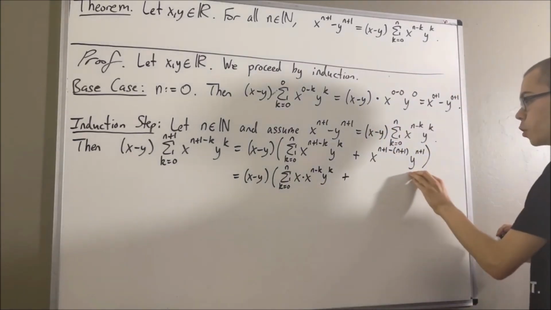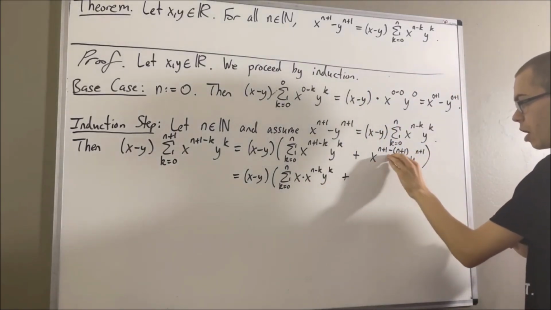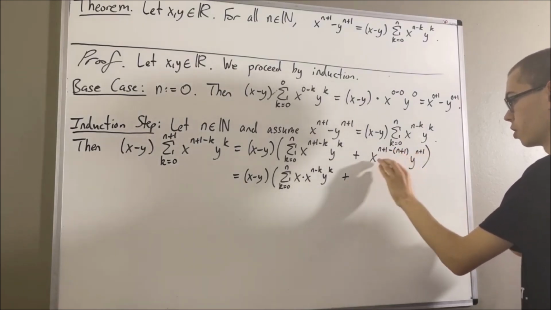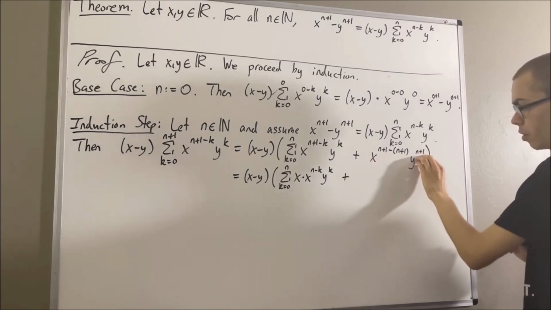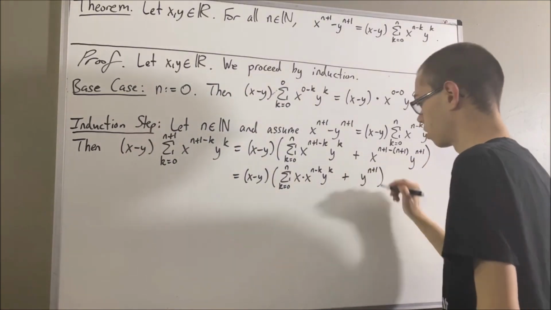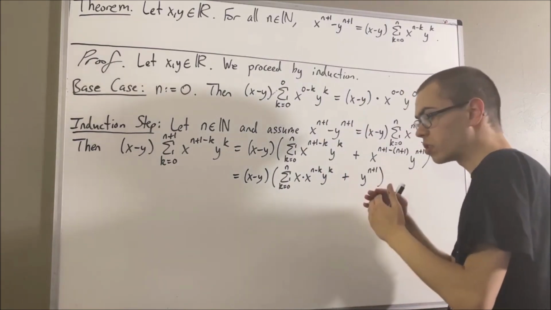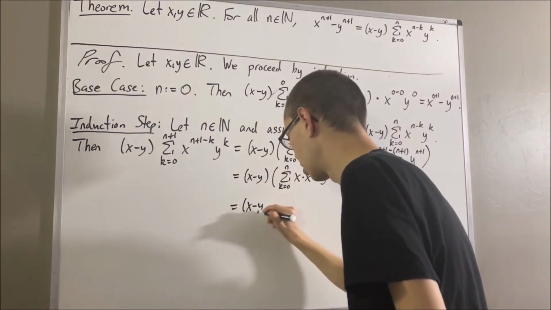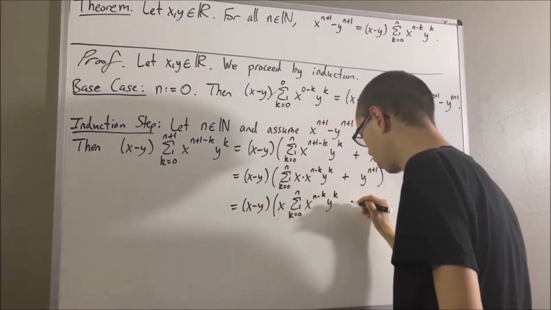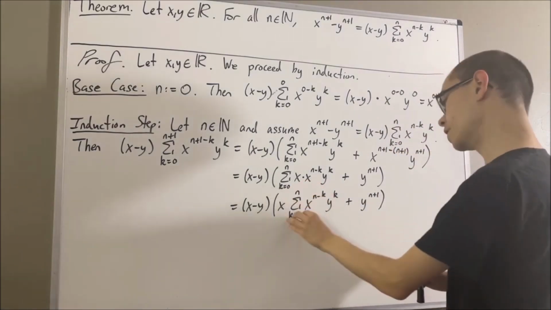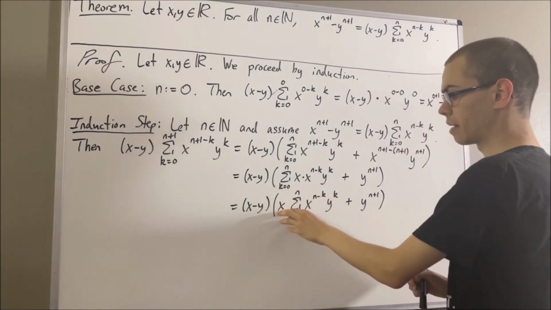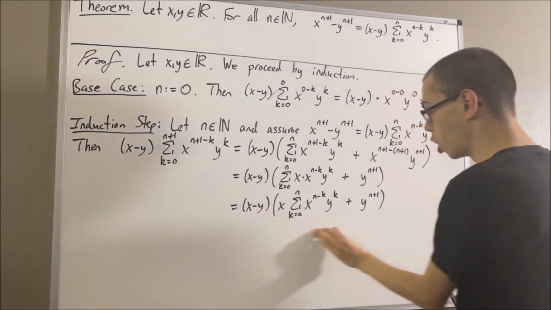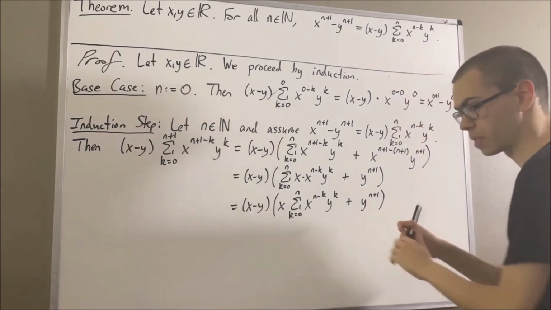And as for our leftovers over here, well, this is just x to the power of 0 times y to the power of n plus 1. Well, we know that x to the power of 0 is just 1, so we have 1 times y to the power of n plus 1, which is just y to the power of n plus 1. Now, if you recall, one of our rules from summation is that we can pull the x to the outside of our summation. Right, we could do this because x doesn't depend on our index k. And now that we've done that, let's distribute the x minus y across this parentheses to these two terms.